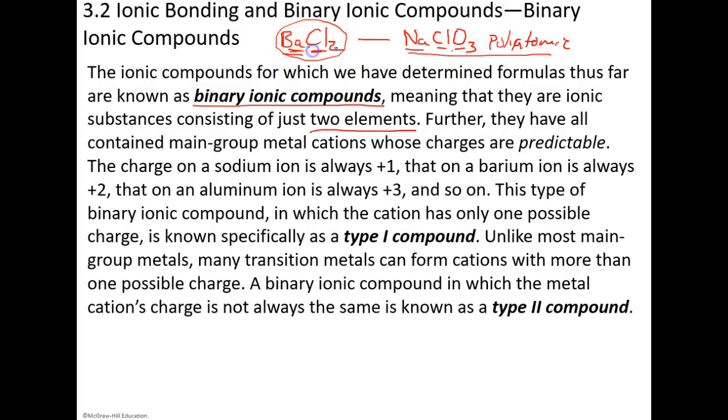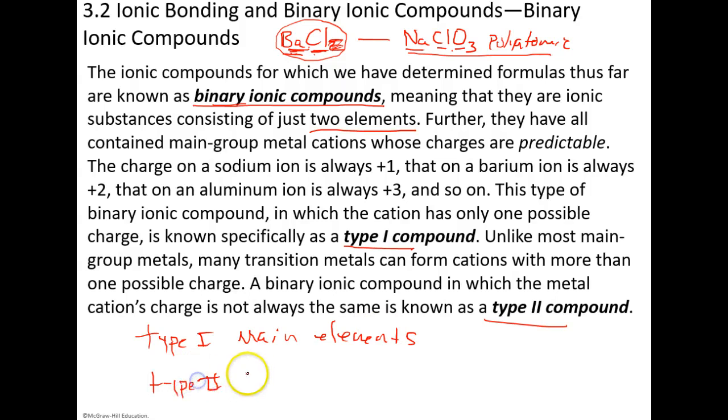Binary means two different elements, not two atoms. Okay, I have three atoms here, but don't worry about the two. We just have two different elements. That's why it's binary. There's two types, type 1 and type 2. Type 1 is with the main group elements, and we've kind of already talked about how to do that, but we'll talk about how to name them. Okay, then there's type 2, which uses the transition metals. There's something special with the transition metals. So let's first finish up the type 1, and then we'll talk about type 2.